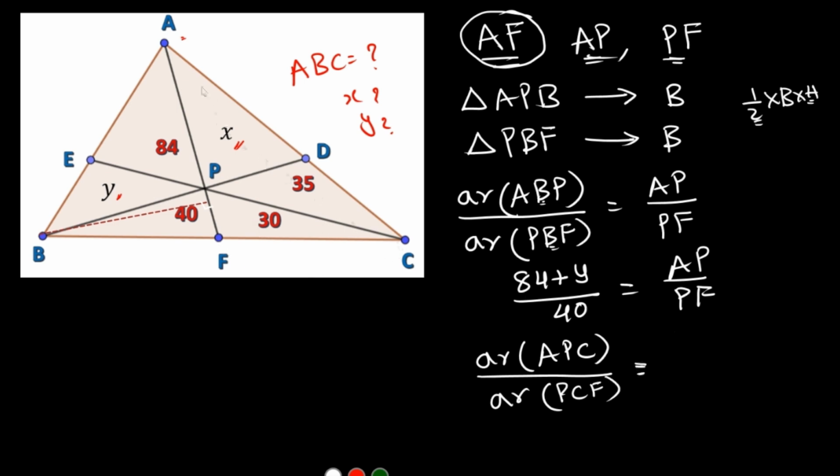So, here I am using this base. AP is the first base, the second base is PF. The opposite vertex is C here. See, if you draw a perpendicular line here, the height gets cancelled. So it is just the base ratios, that is AP by PF.